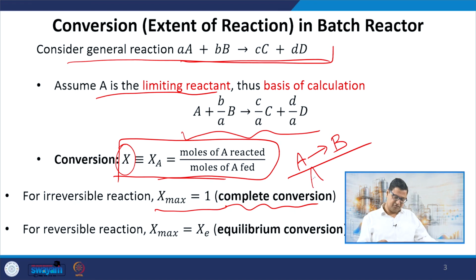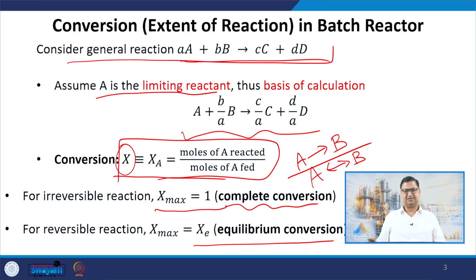However, for the reversible reaction, we can only go until the equilibrium conversion Xe, because once the forward reaction goes to a certain extent, the reverse reaction is going to start, and then the equilibrium is defined as the rate of the forward reaction being equal to the rate of the backward reaction. So, it is highly unlikely or almost impossible that we can get equilibrium conversion equal to 1. That pretty much means the reaction is irreversible anyway, right.